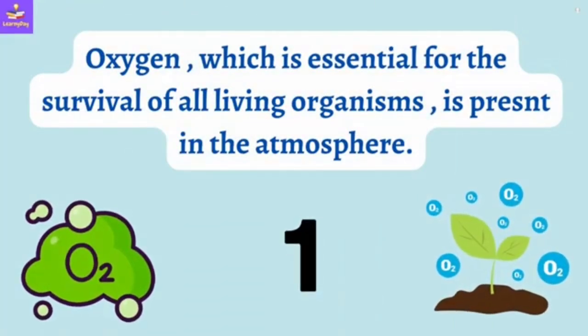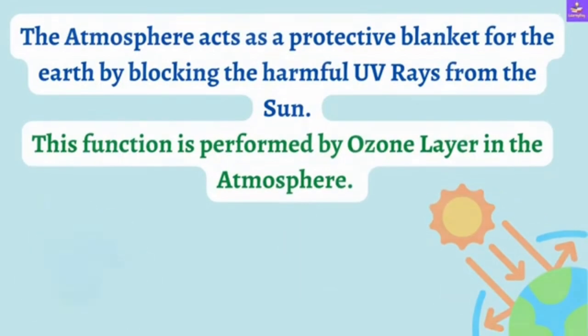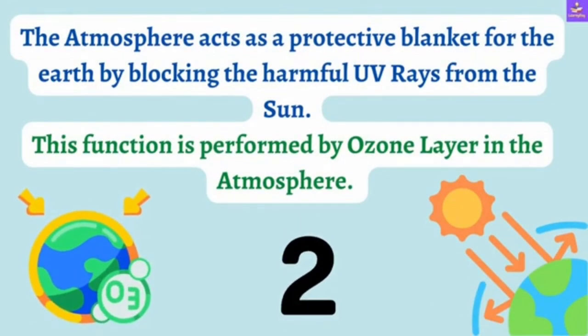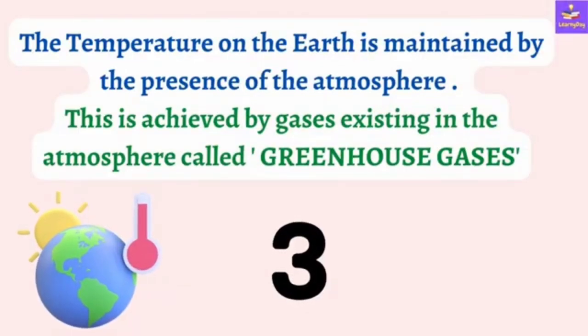Number 1. Oxygen, which is essential for the survival of all living organisms, is present in the atmosphere. Number 2. The atmosphere acts as a protective blanket for the earth by blocking the harmful UV rays from the sun. This function is performed by ozone layer in the atmosphere. Number 3. The temperature on the earth is maintained by the presence of the atmosphere. This is achieved by gases existing in the atmosphere called greenhouse gases. Let us understand how.